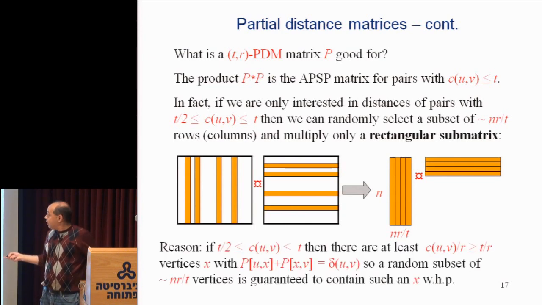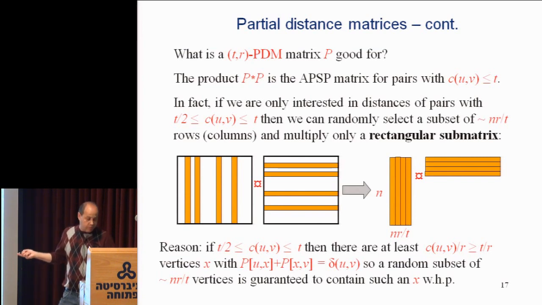But I needed to assume that CUV is between T and T over 2 because I also wanted really to bound the number of choices of my rows and columns. If it's less than T over 2, we'll do the same for T over 2 and T over 4, and then T over 4 and T over 8. So a logarithmic number of applications of this trick would give me everything that I want.